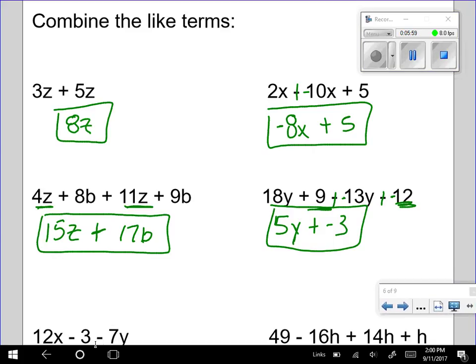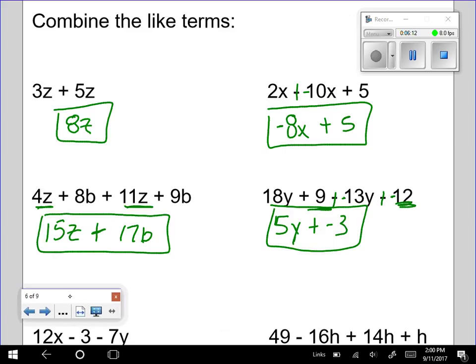Alright, so I want you to go ahead and try, I know these are in the way right now, try 12x minus 3 minus 7y. See if there is anything you can do there. Hint, there may not be. And then go ahead and try 49 minus 16h plus 14h plus h. See what you can do there. Okay? So this is just combining the like terms.